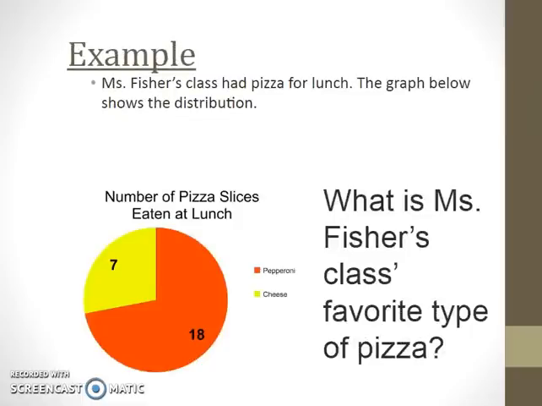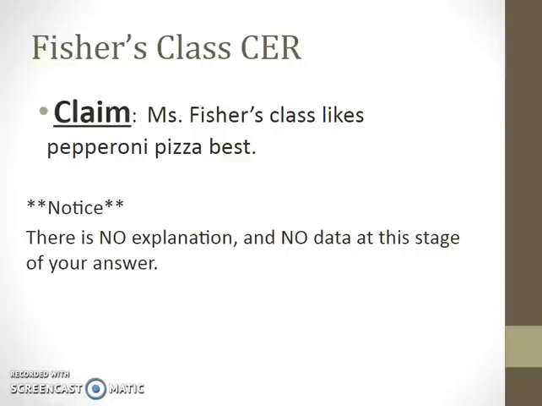All right, let's look at another example. It says Miss Fisher's class had pizza for lunch. The graph below shows the distribution, number of pizza slices eaten at lunch. And you can see that 7 slices of cheese were eaten and 18 slices of pepperoni. So the question is, what is Miss Fisher's class favorite type of pizza? So your claim would simply be your answer. Miss Fisher's class likes pepperoni pizza best. Notice, there's no explanation and there's no data at this stage. You simply state the answer.